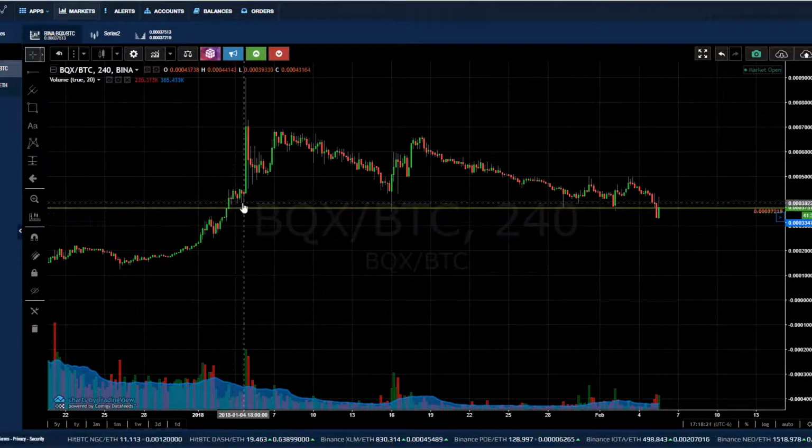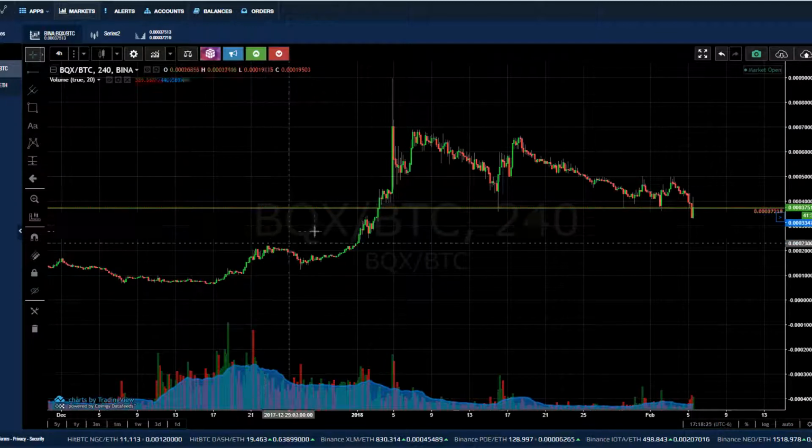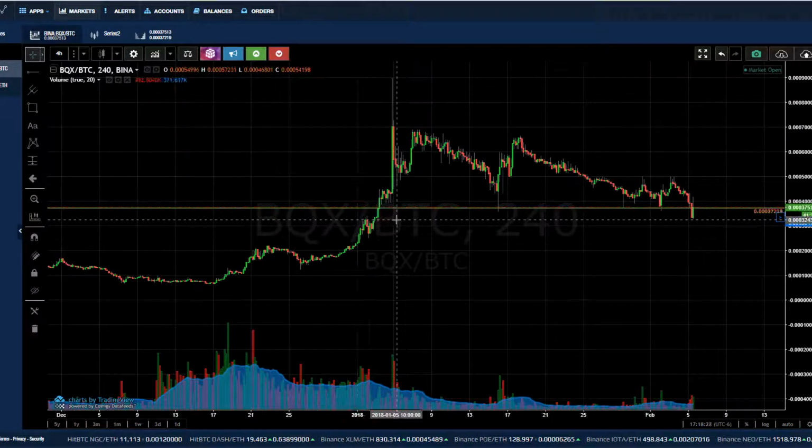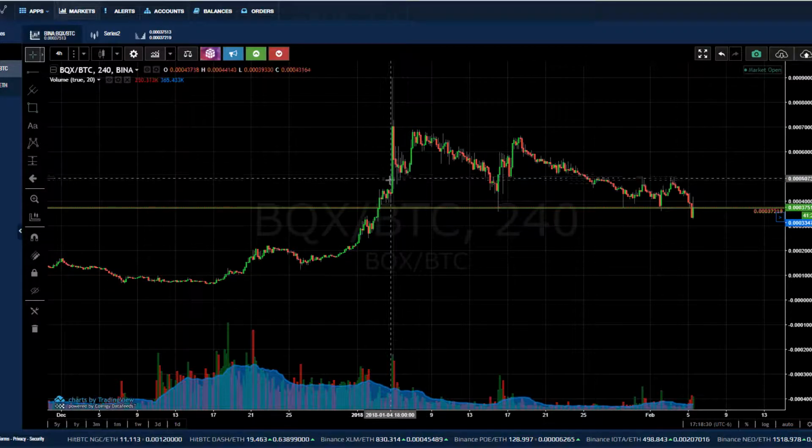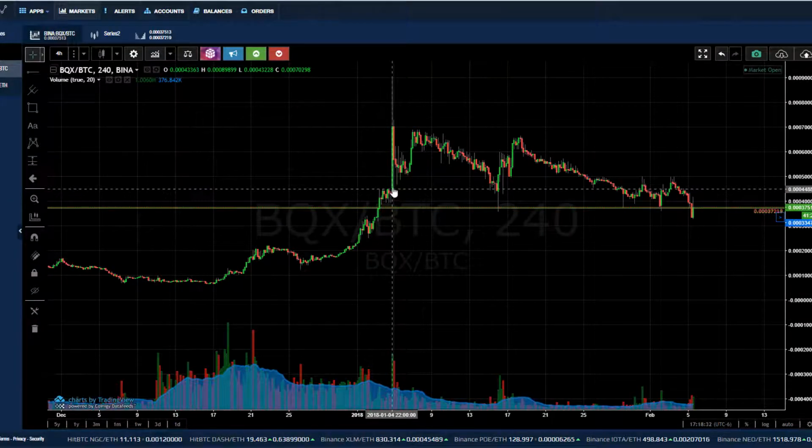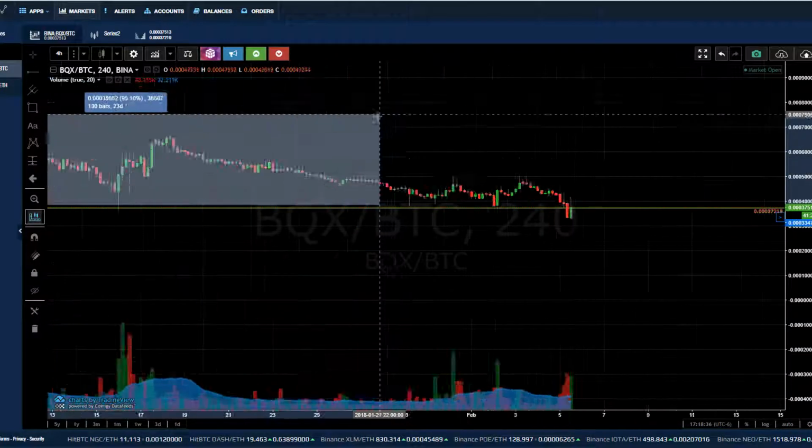So we can say right here, right? If we go back, and remember, we're looking at 4 hour candles. That means that each one of these candles makes up 4 hours of price action. You could say right here, this time right here, we scroll in.